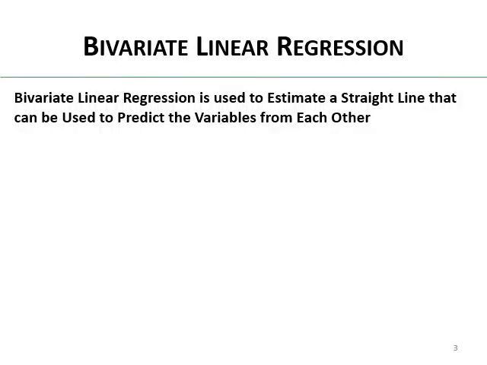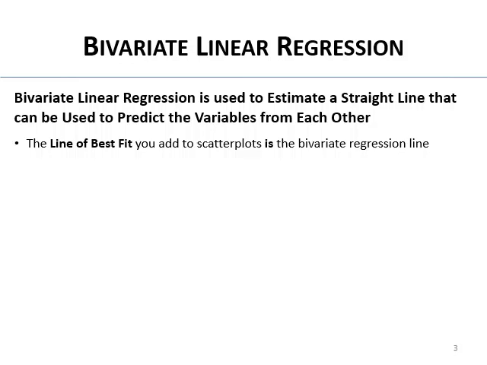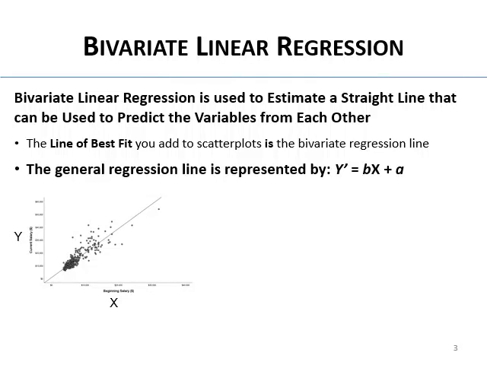Bivariate linear regression is used to estimate a straight line that can be used to predict the variables from each other. That line of best fit that you've been adding in scatterplots is this bivariate regression line. Same thing. So that line in that plot, current salary and beginning salary, that we've been having SPSS put in our scatterplots, is a regression line. It's a bivariate line of best fit.